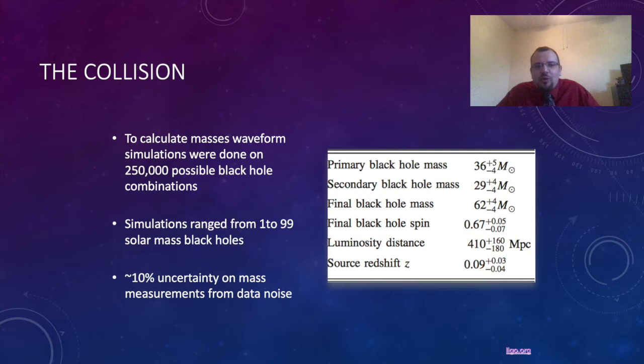So what were the black holes that we got? The primary black hole was about 36 times the mass of our sun, or 36 solar masses. And the second black hole was also really, really big, 29 times the mass of our sun. And then these combined to make a final black hole at 62 times the mass of our sun. So really big. Now, some of you are looking at these numbers here and going, 36 plus 29 does not equal 62. And you would be right.